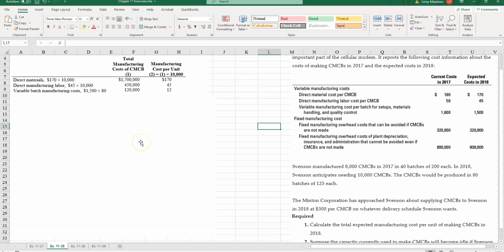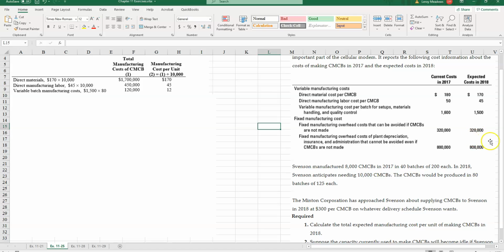Now, let's take a look at fixed manufacturing costs. And before we go over here, let's take a look here. Fixed manufacturing costs. Fixed manufacturing overhead costs that can be avoided if CMBCs are not made. So is this relevant in the decision-making process?